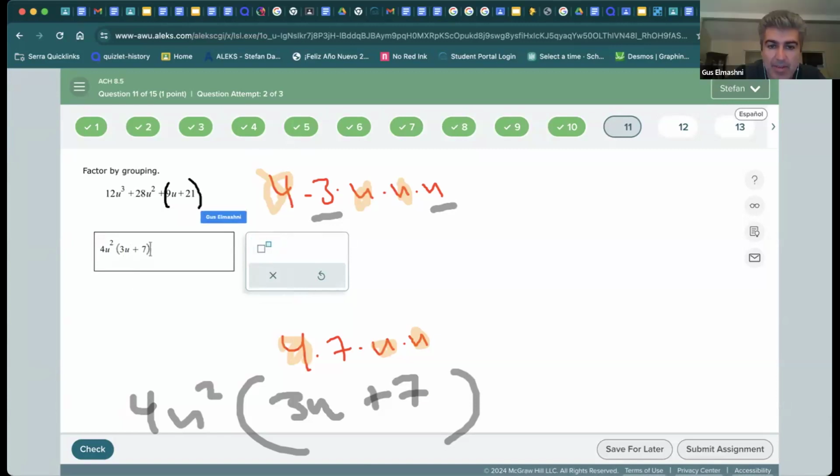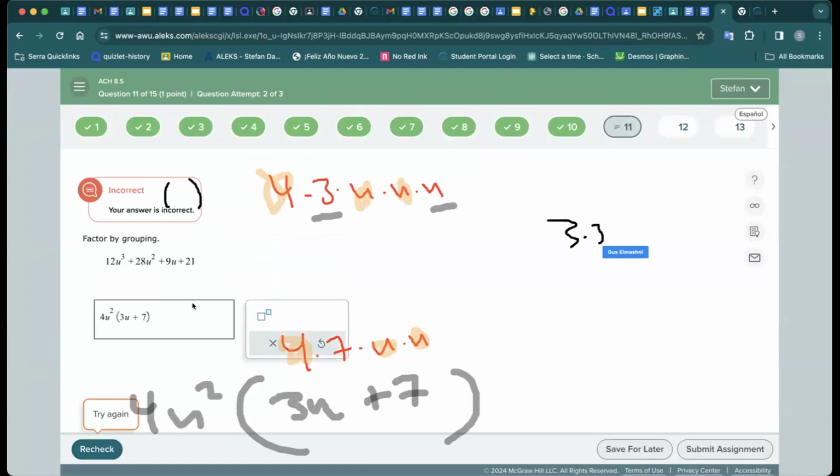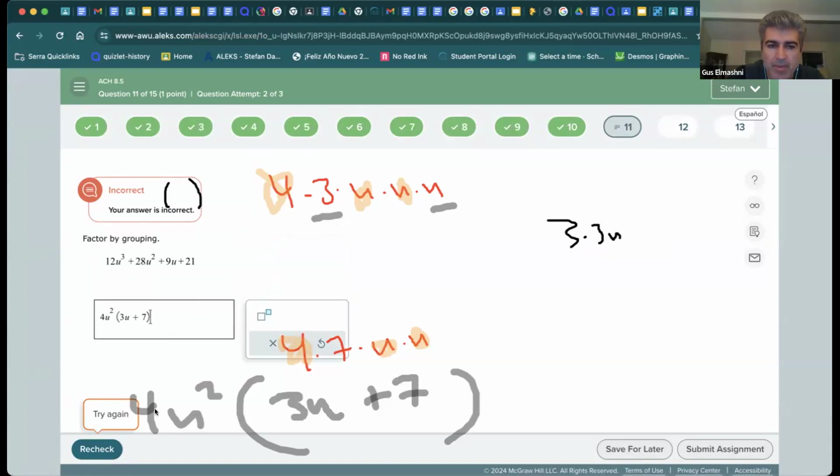Let's do the next one. 9u plus 21. 9u is 3 times 3u. I thought I did. Well, you're not done yet. I accidentally cleared it. Just clear it. Okay, don't worry about it. You get another attempt anyway. I always just go to submit, but it's just my mental thing. We're not done yet. Okay, let's keep going. Clear it, please.